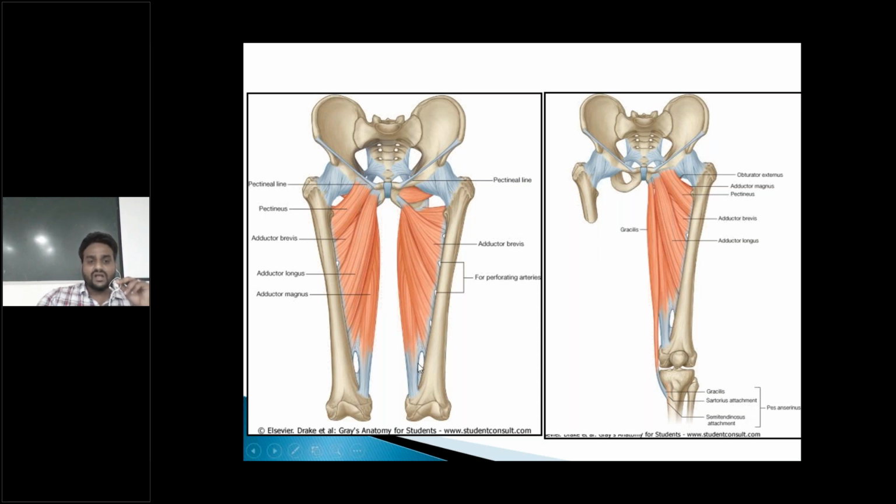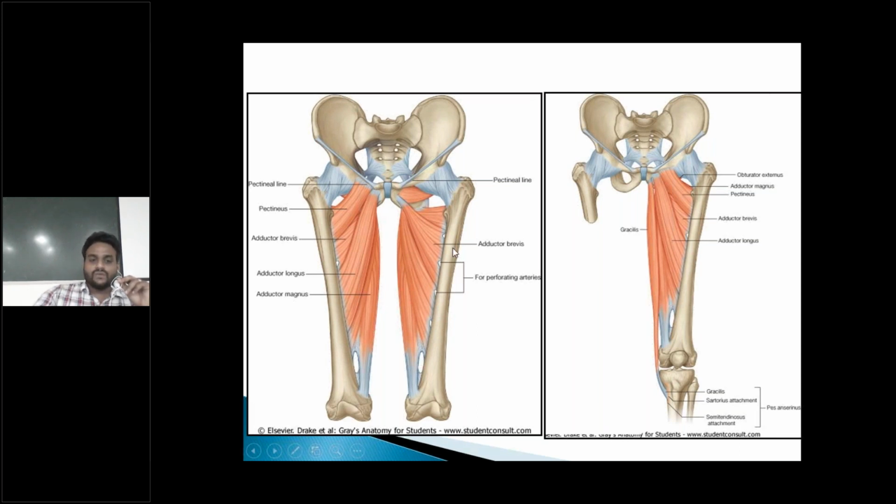This is called the hiatus of the adductor magnus. Usually through this hiatus, the femoral artery and femoral vein both pass. In that way, they leave the front of the thigh and enter the back of the knee joint, that means the popliteal fossa. This point you also have to observe.